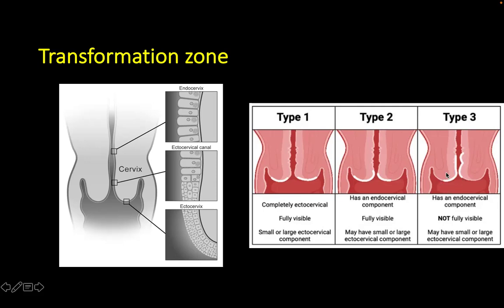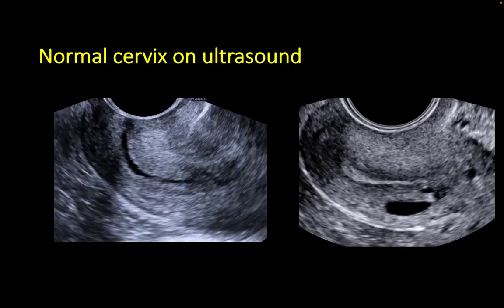So it's just good to understand this concept of transformation zone to understand why cervical cancers look different and why we should be screening for cervical cancers using ultrasound, especially in older women.